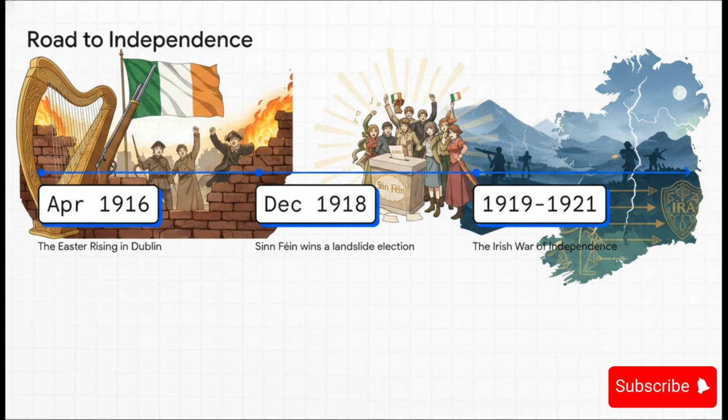Now, initially, a lot of the Irish public didn't really support it, but Britain made the decision to execute the ringleaders, and that rapidly swung public sympathy right toward the rebels. By December 1918, the Republican Party Sinn Féin wins a landslide election. The newly formed Irish Republican Army, the IRA, begins this intense guerrilla war against British authorities, using hit-and-run tactics, ambushes, you name it, in what became the War of Independence.